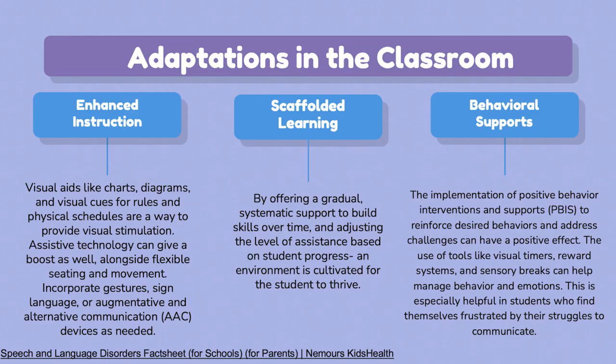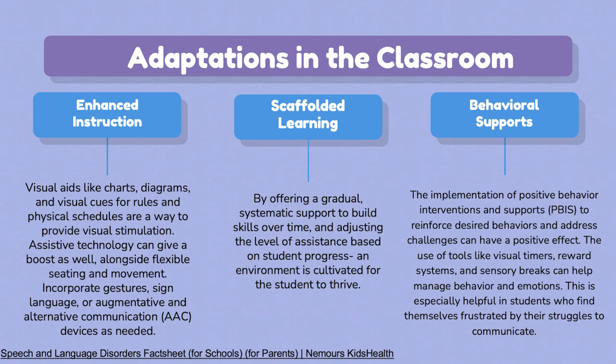There are many adaptations that can be made in the classroom for a student with a speech-language disorder. Enhanced instruction, such as visual aids like charts, diagrams, and visual cues for rules and physical schedules, are a way to provide visual stimulation. Assistive technology can give a boost as well, alongside flexible seating and movement. Incorporate gestures, sign language, or augmentative and alternative communication, or AAC, devices as needed.